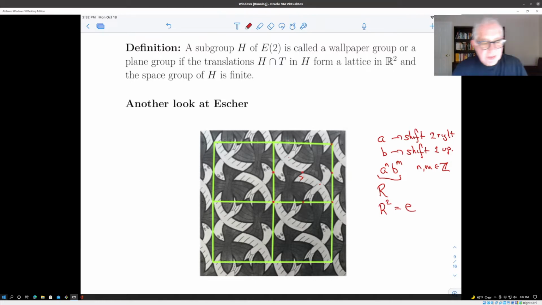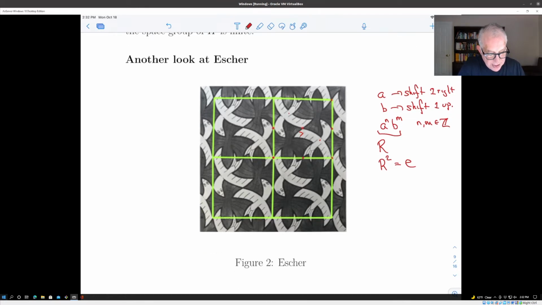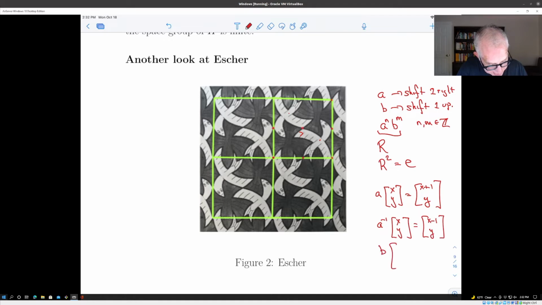How does it interact with A and B? Well, for that, we can do a little bit of a calculation, maybe in coordinates. So A takes a vector (x, y) to (x + 1, y). A inverse takes a vector (x, y) to (x - 1, y). B takes a vector (x, y) to (x, y + 1). B inverse takes a vector (x, y) to (x, y - 1).